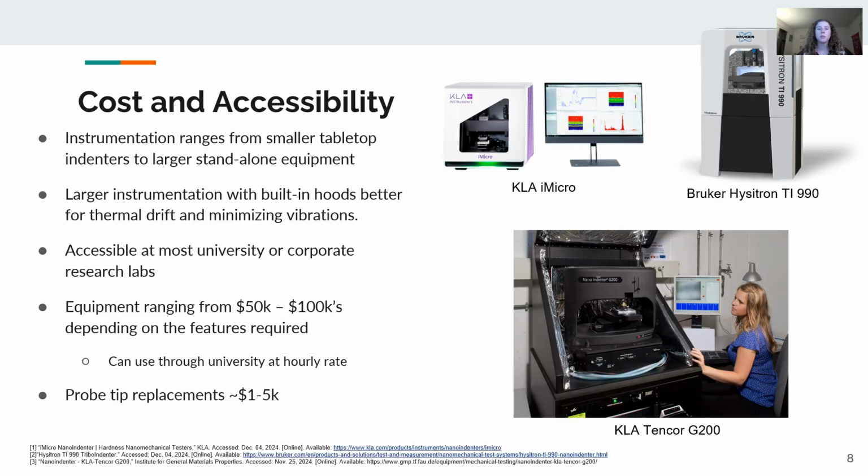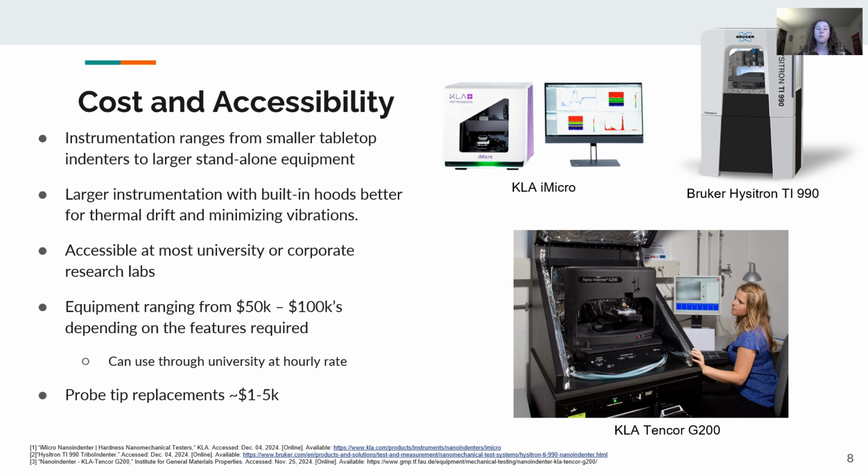So in terms of accessibility of nanoindenters, the equipment can range from small tabletop indenters to enclosed standalone equipment. The larger instruments with more enclosed systems are often equipped with better load and displacement sensors and are better equipped for accounting for thermal drift and minimizing external vibrations. And then similar to atomic force microscopy, the equipment can cost anywhere from about $50,000 to a few $100,000, depending on the features that the equipment is equipped with.